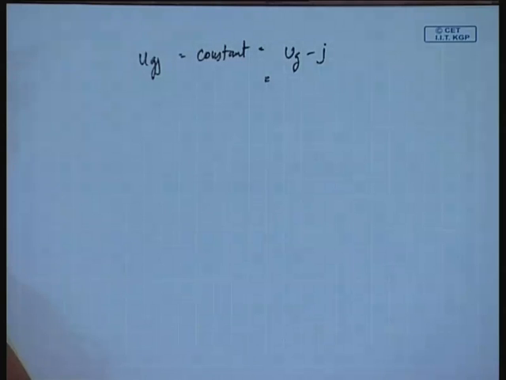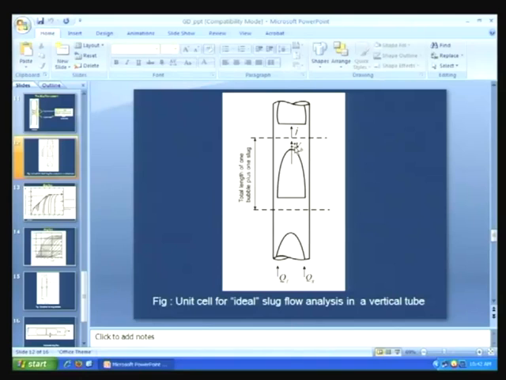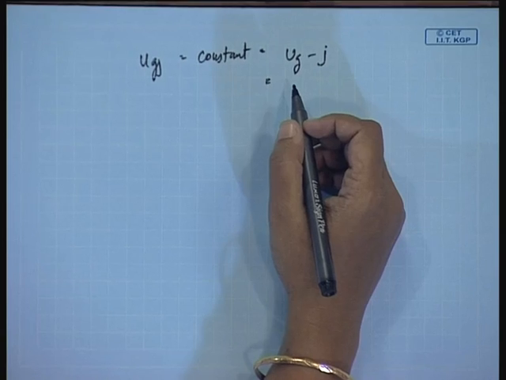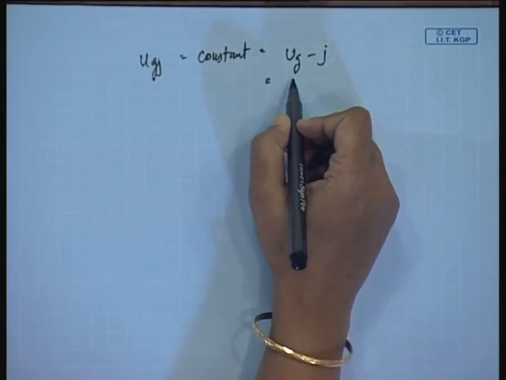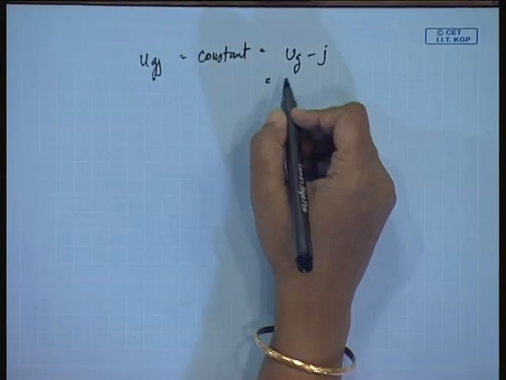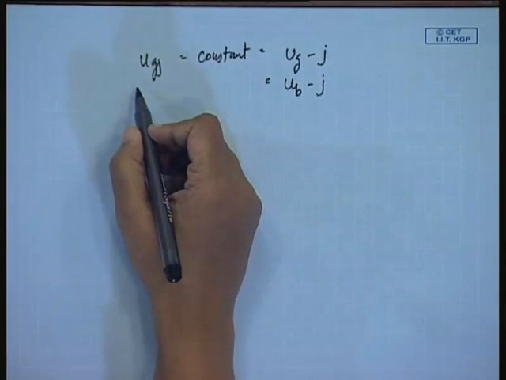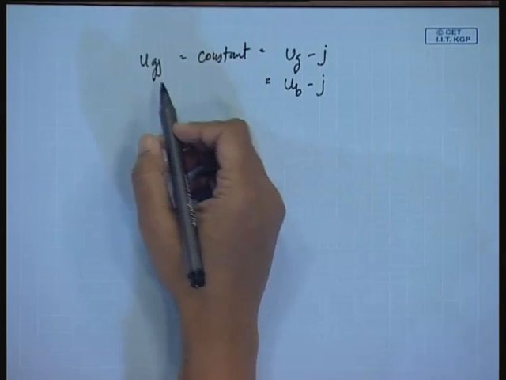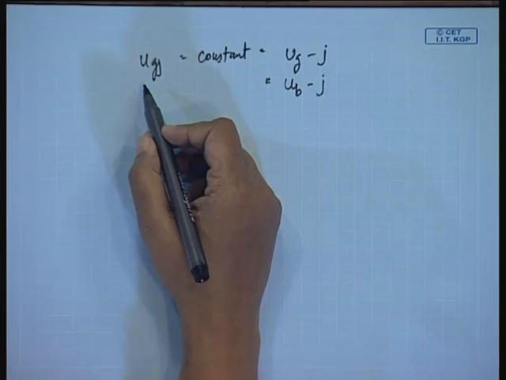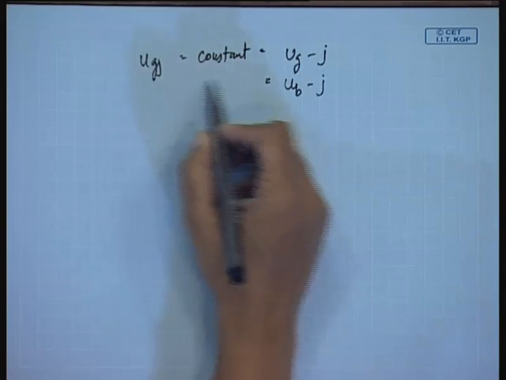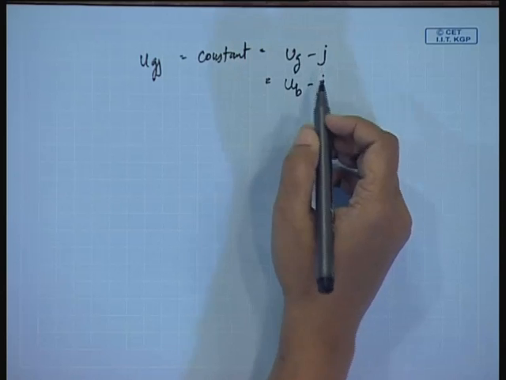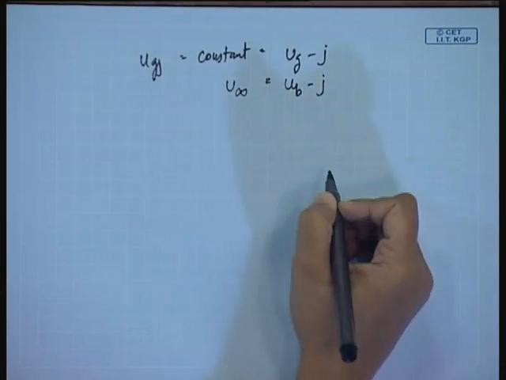If you see the transparency where I had shown you the unit cell for your slug flow analysis in a vertical tube, we find that in the slug flow pattern, all the gas we assumed was confined as Taylor bubbles. So, therefore, ub, the velocity of the bubble, can be taken as equal to the velocity of the gas during the slug flow pattern. So, therefore, this is equal to ub minus j. Okay. And we found out that ugj was constant, and therefore, this will be equal to the velocity of a single bubble when it is rising in a stationary liquid, or this is equal to ug at j equal to 0, which can be defined as u infinity, is not it?